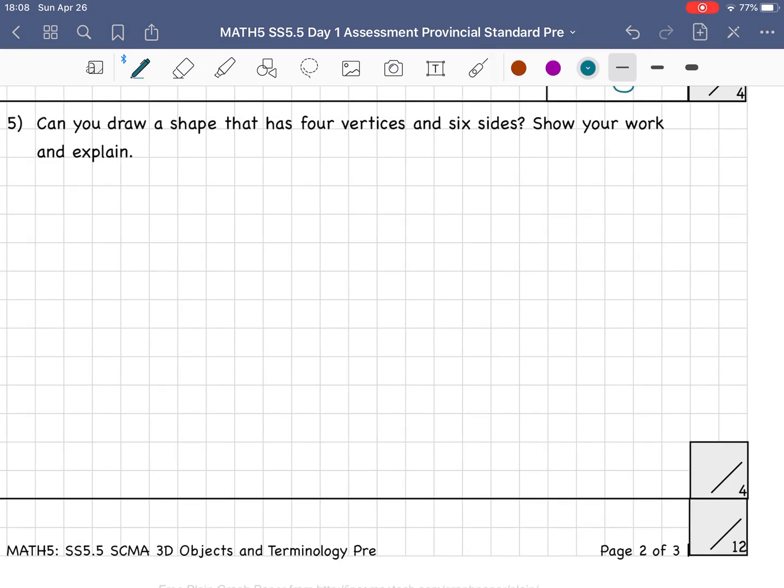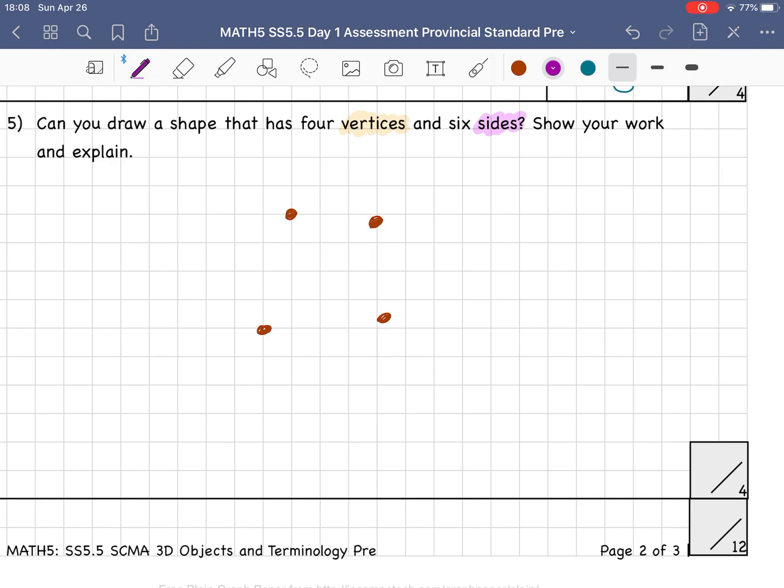Can you draw a shape that has 4 vertices and 6 sides? Show your work. I'm going to put down 4 vertices right here. 1, 2, 3, 4. Those are my 4 vertices. They are in orange. And now we're going to do some sides in pink.